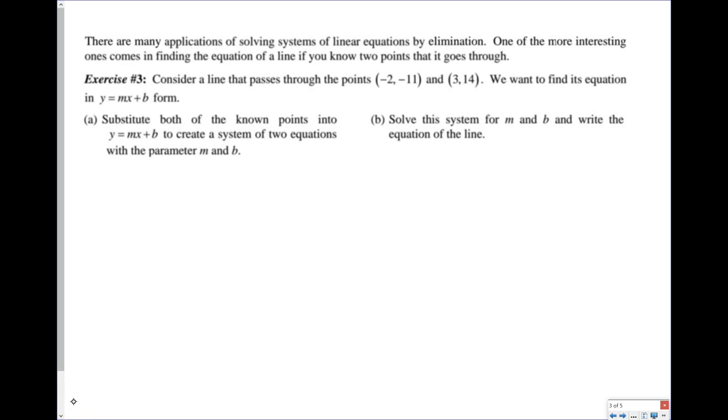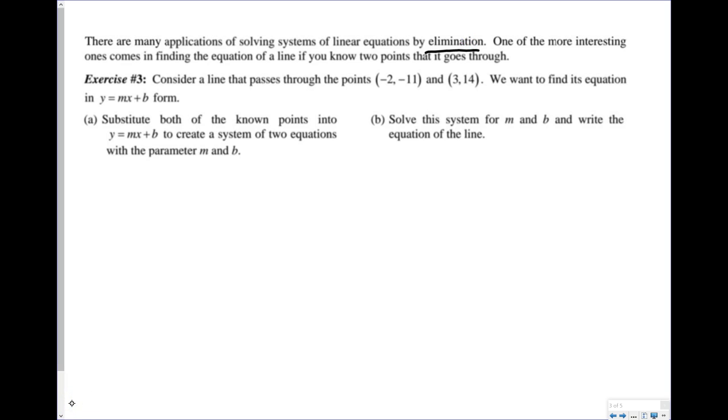There are many applications of solving a system of linear equations by elimination. One of the more interesting ones comes in finding the equation of a line if you know 2 points. We've done this before in Unit 6, where you've had to find an equation of a line through 2 points. Well, this is another way to figure that out. First, you had to find the slope, then plug the slope in, find the y-intercept, and rewrite the equation. So I'm going to show you a new way of doing that in this exercise.